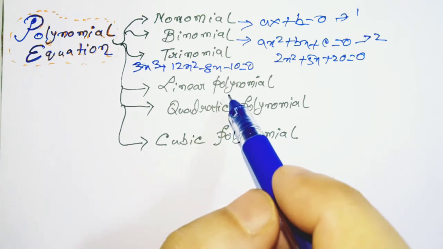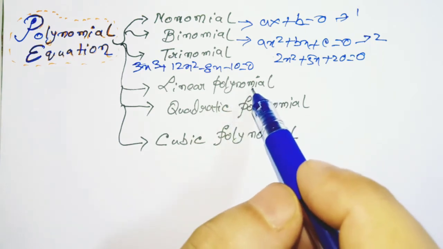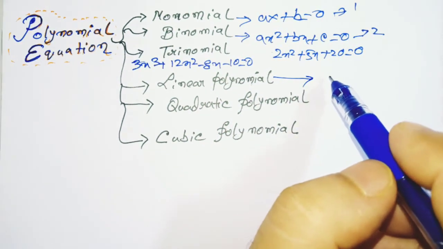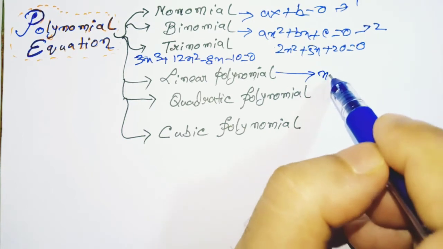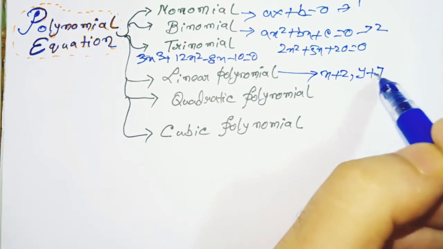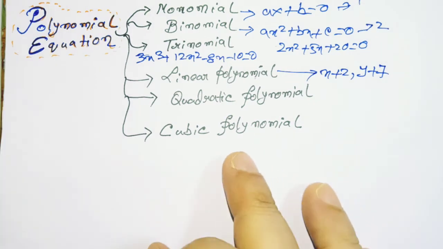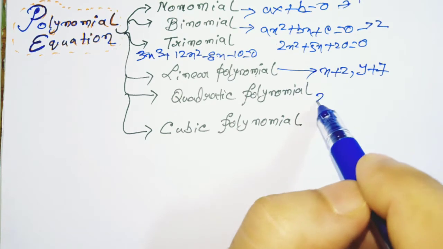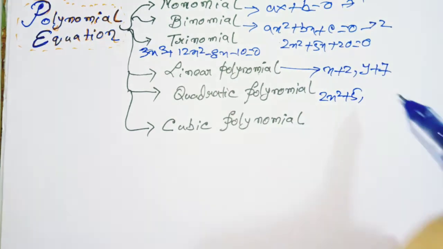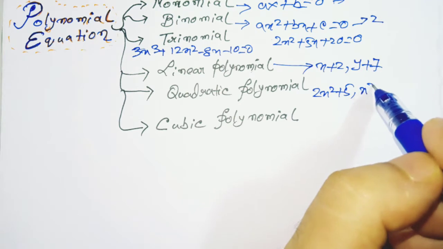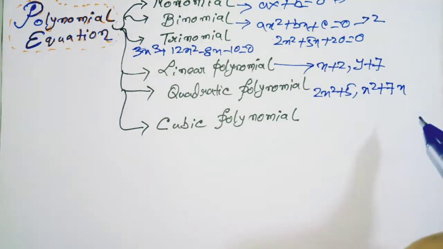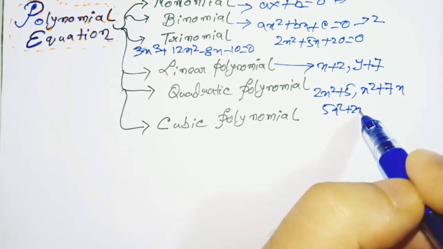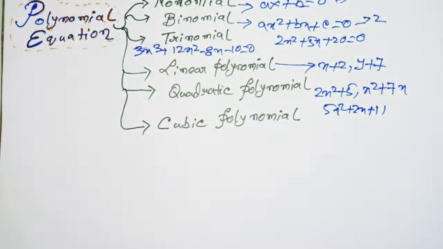What is the next one? What is a linear polynomial equation? Something which has got a power of 1. So I can write a linear polynomial equation as x plus 2. I can use y plus 7, anything that we wish. What is a quadratic polynomial equation? It has got a power of 2. So we can write a quadratic polynomial equation as 2x squared plus 5. It can be x squared plus 7x. It can be anything. It can be 5x squared plus 2x plus 11. This is also a quadratic polynomial equation.